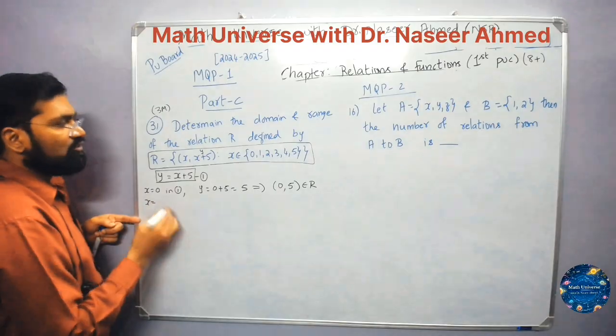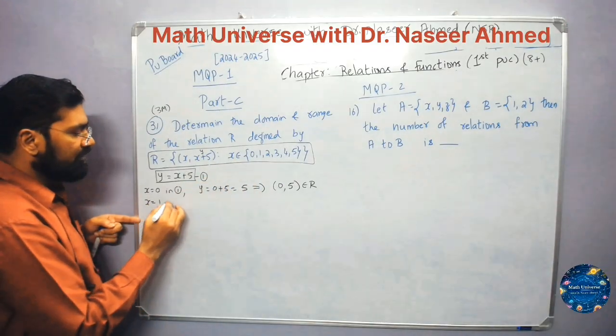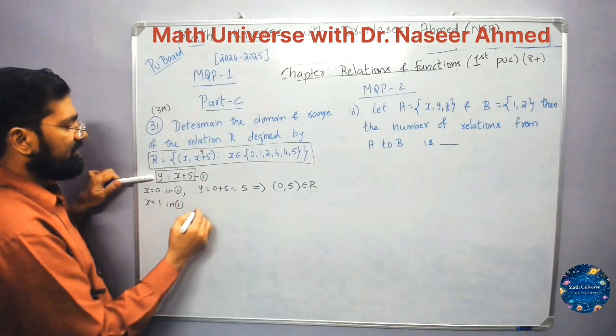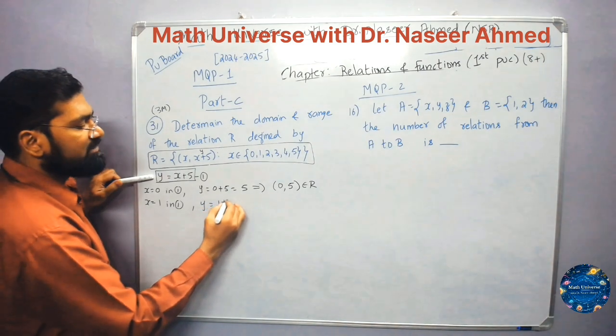Next, the next element is x equal to 1. Put it in equation number 1. So when I put it in equation number 1 here, what happens? y equal to 1 plus 5, which is what?